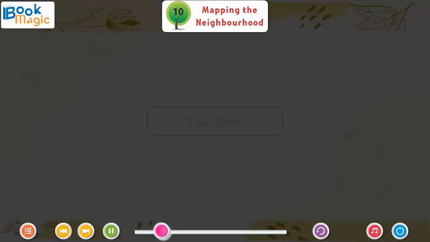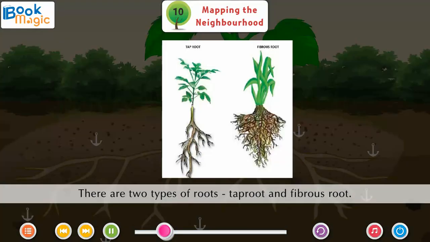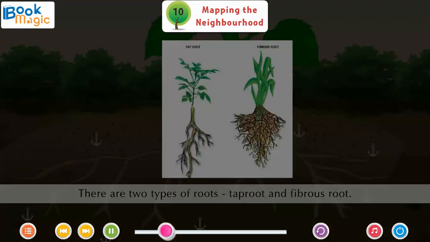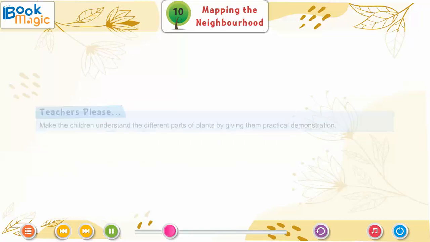The root. The root grows inside the soil. The roots form the root system. There are two types of roots, taproot and fibrous root. Teachers, please make the children understand the different parts of plants by giving them a practical demonstration.